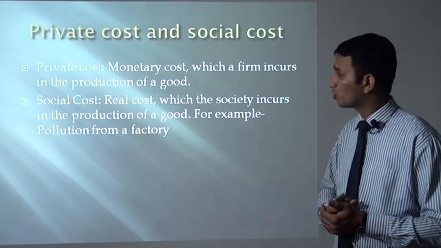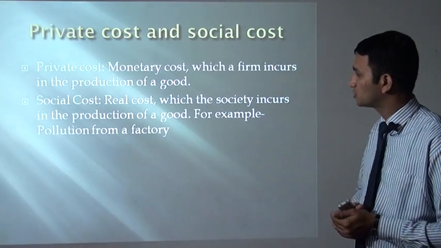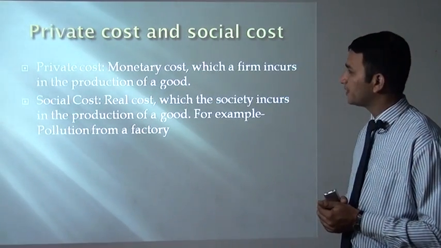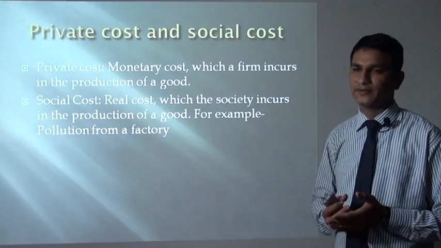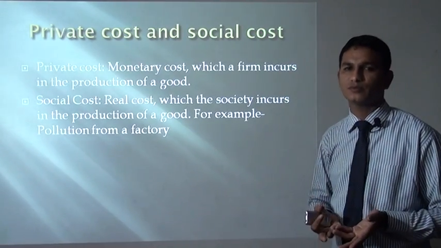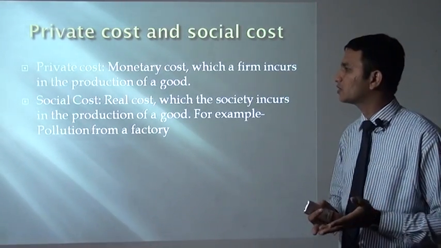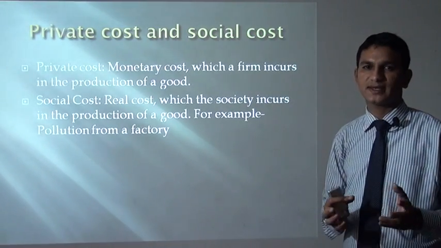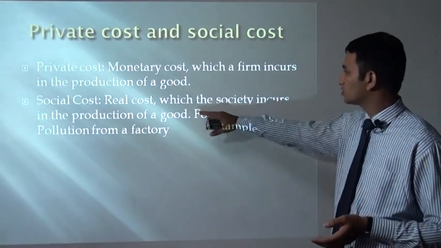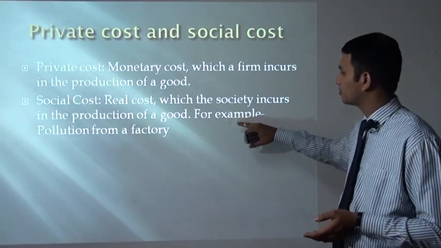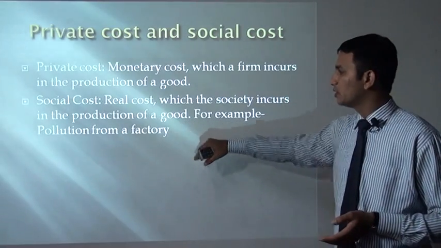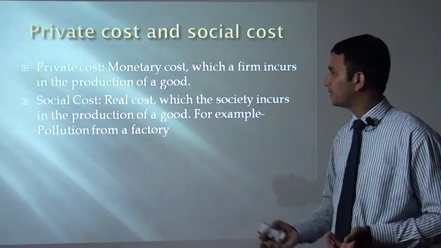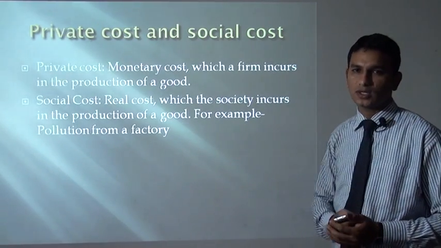There are two more costs, private cost and social cost. Private cost means the monetary cost which a firm incurs in the production of a good. When a firm produces any goods, there are many costs, and this is called private cost. Social cost means the cost society has to pay, the real cost which society incurs in the production of a good, for example pollution from a factory. So society has to face such kinds of problems, and that is called social cost.